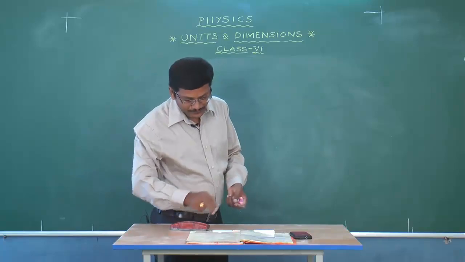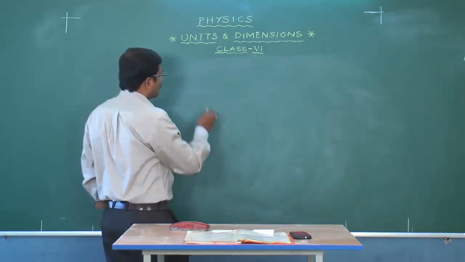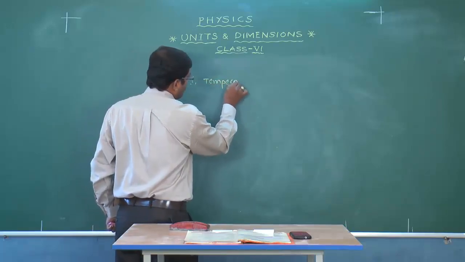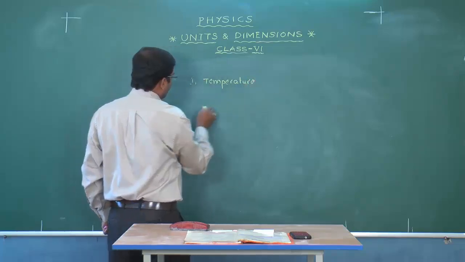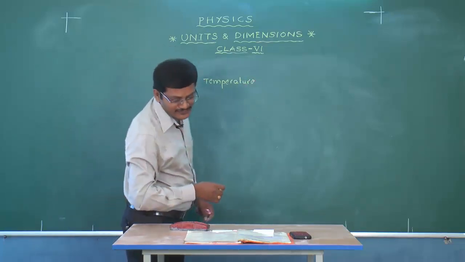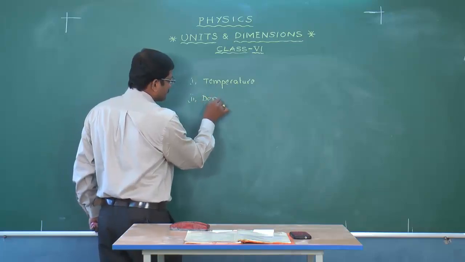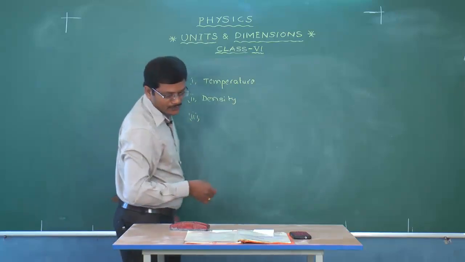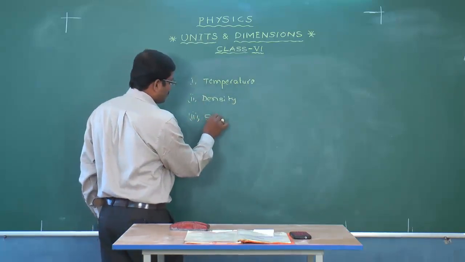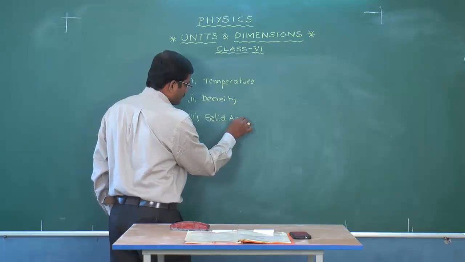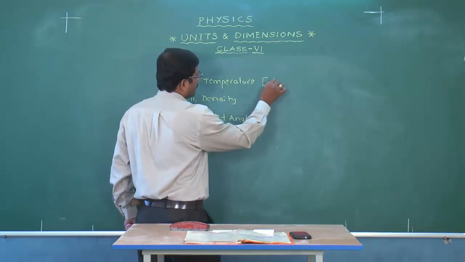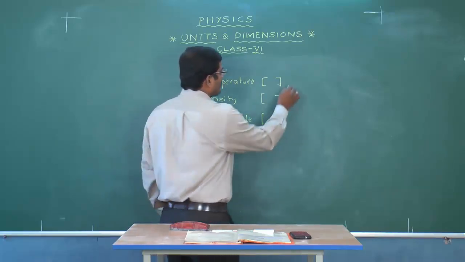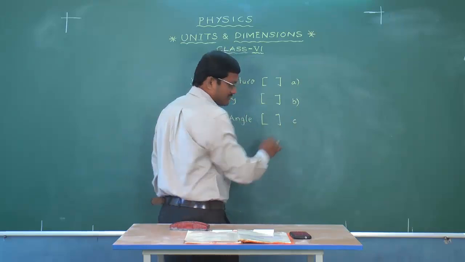This is a question. Temperature, and the second option is given as density. The third point is given as solid angle. So this is nothing but a matrix matching type. The A, B and C.